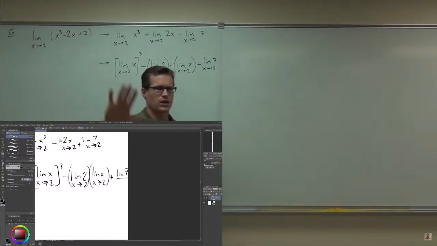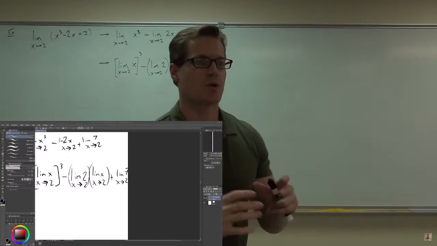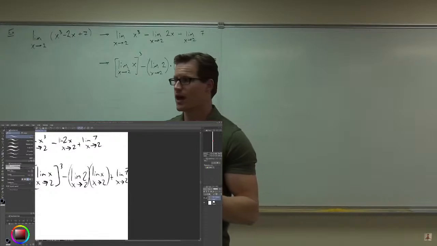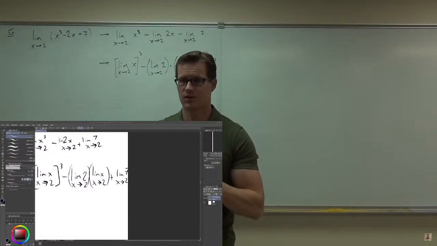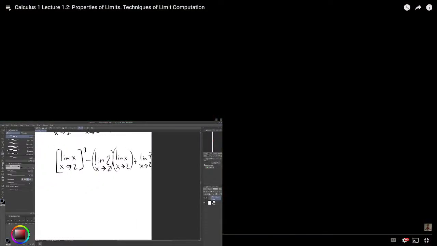How many people are okay with this so far? Do you see what we've done with these properties? We've broken up a pretty intense polynomial into limits of constants and limits of just x terms. Have you seen that? What's interesting is I want you to think about this. Okay, so we're right here. This is a constant.